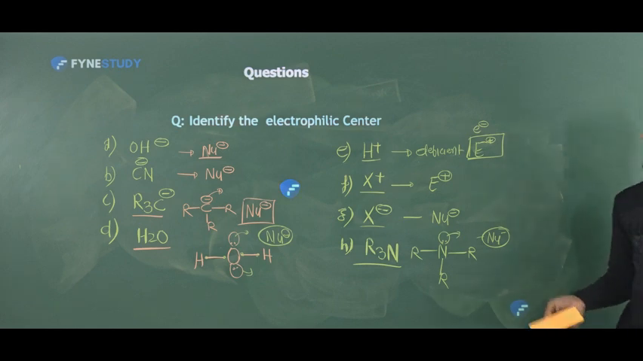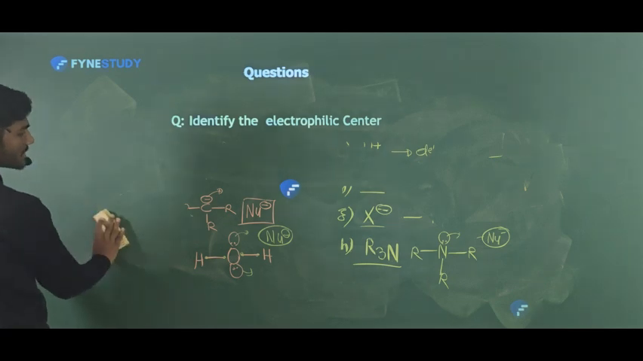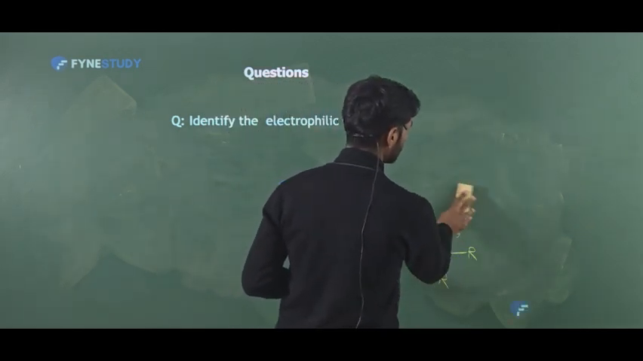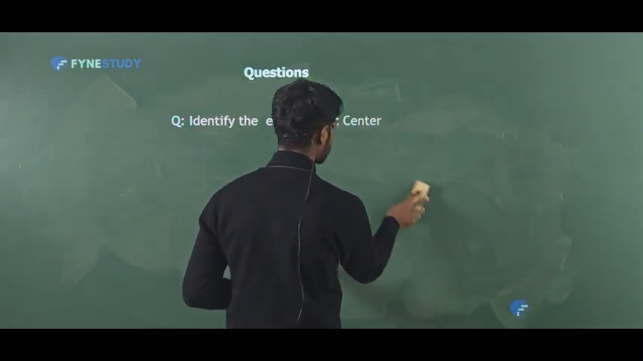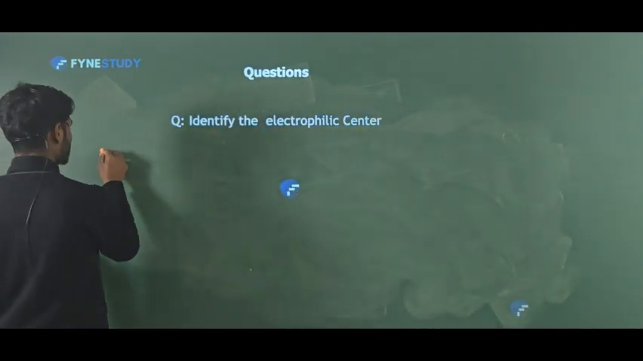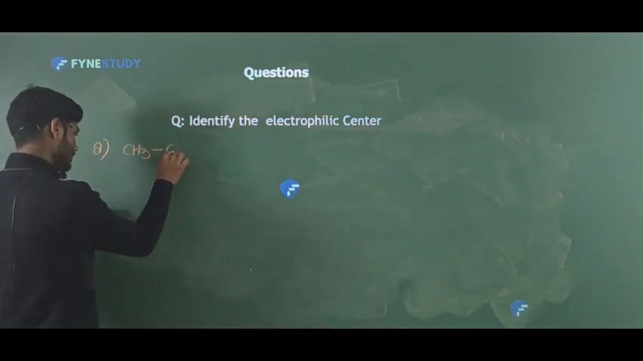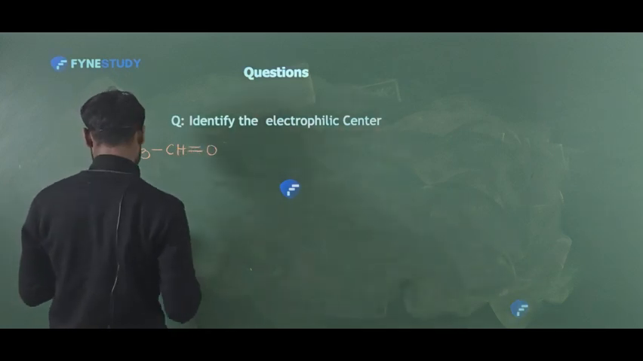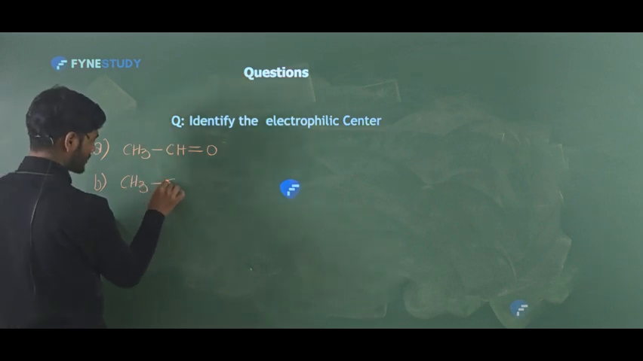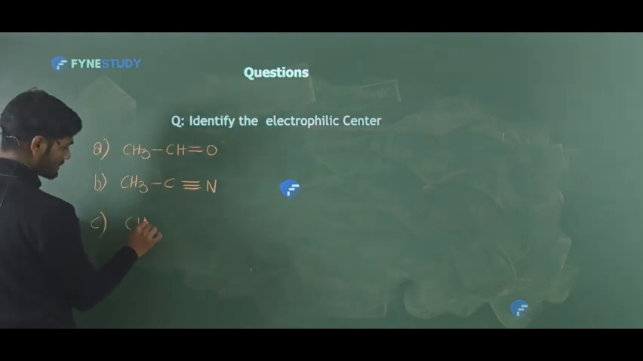Now see, I'll just give you a different type of question. I'll give you species which are amphiphile, and you have to identify which part of that species is the electrophilic center. So the first one is CH3CH=O, B is CH3C≡N, and C is CH3I.